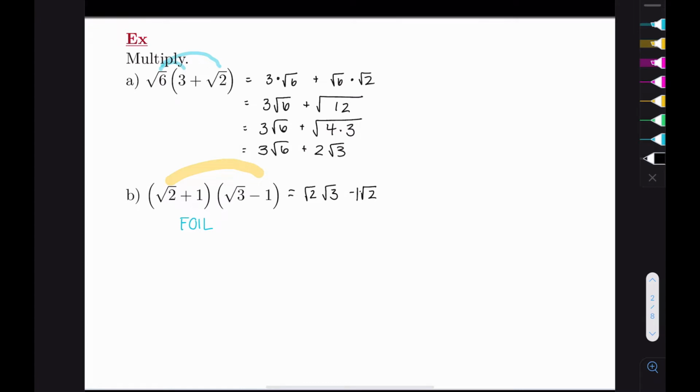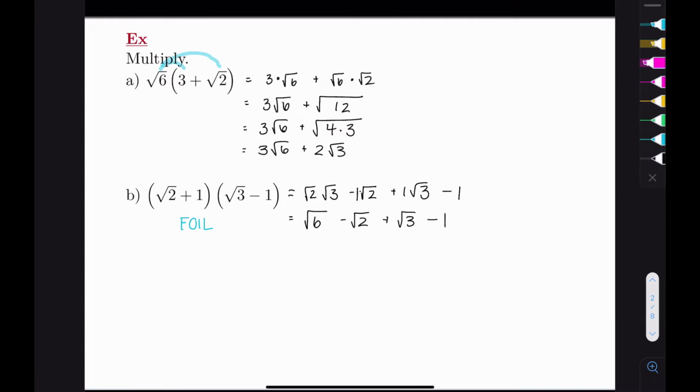If you need that 1 out front, absolutely feel free to put that. The inner terms are positive 1 and square root of 3. And then the last term is positive 1 times negative 1. So we get a negative 1. Okay. And same thing again, we now just need to simplify. So for the first two, we have a radical times a radical. We can multiply underneath. Then we have minus square root of 2 plus square root of 3 minus 1.